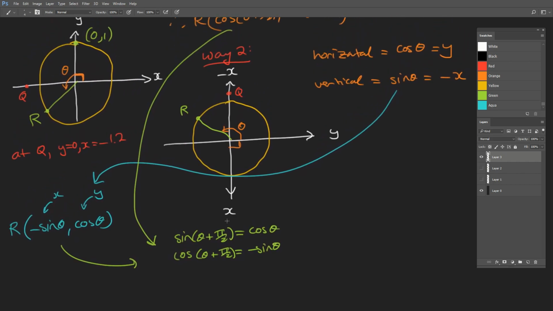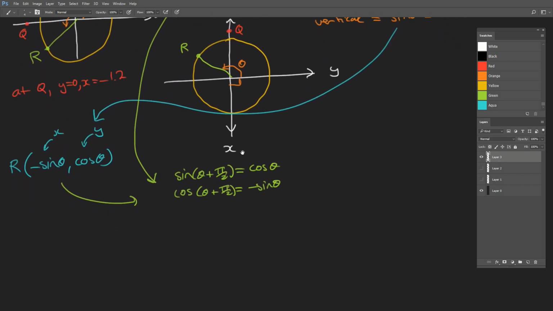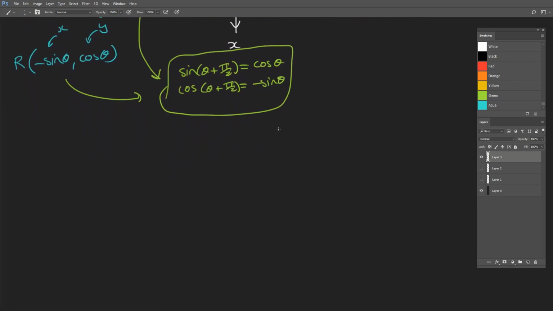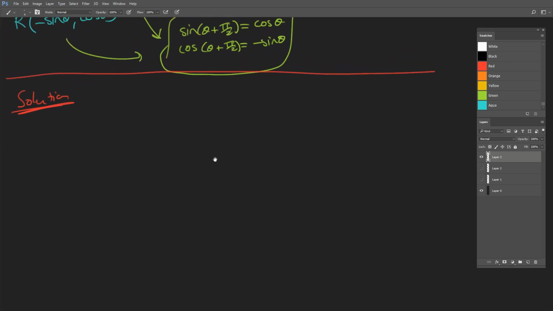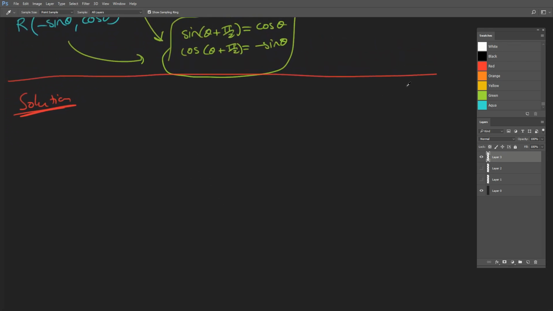So the lesson here, just take this away. We'll use this fact later in our proof. That was the purpose of all of that. So now we have the solution to the problem I mentioned before.